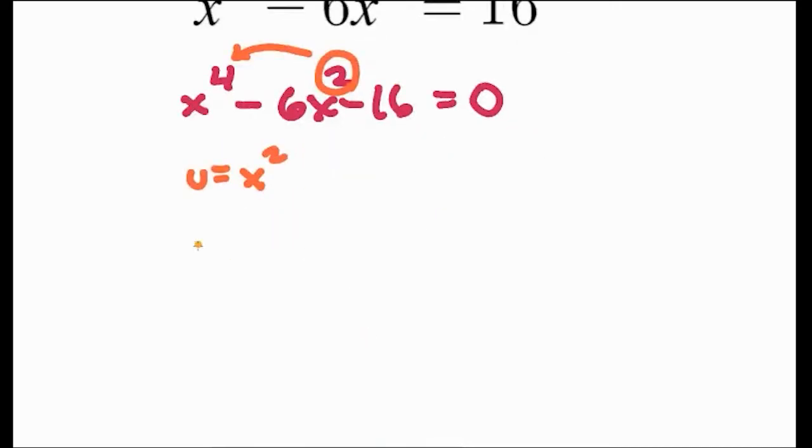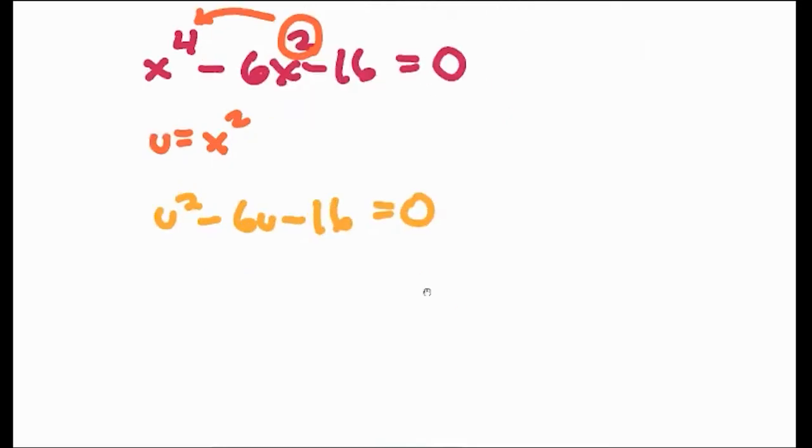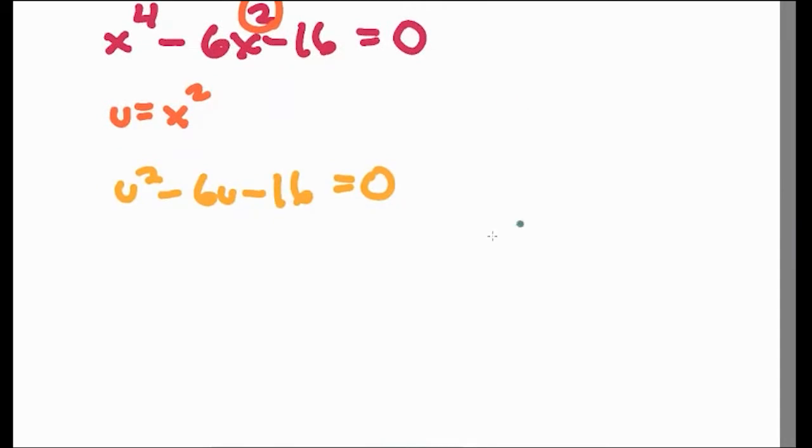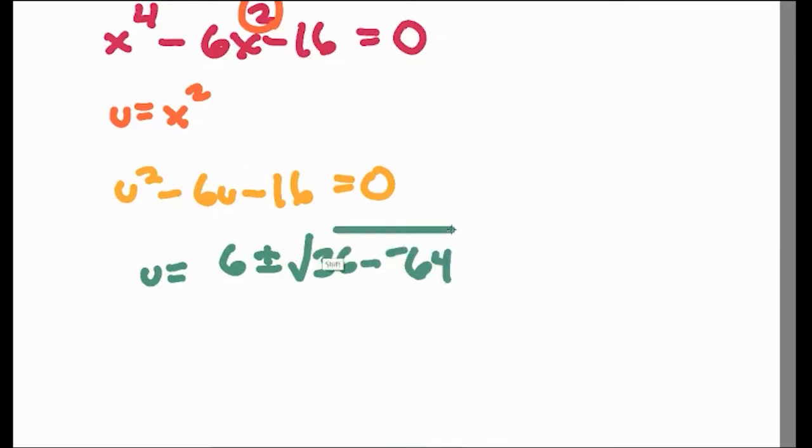From here, I'm going to rewrite everything. So it's u squared minus 6u minus 16 is equal to 0. You can factor that if you want, or it's easier to just use quadratic formula. So that's what I'm going to do. Negative b plus or minus, so it's negative 6, so it's positive. Squared, so it's 36 minus 4ac, which is negative 64. Okay, and this is all divided by 2a, so it's divided by 2.